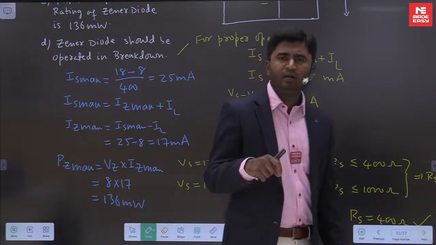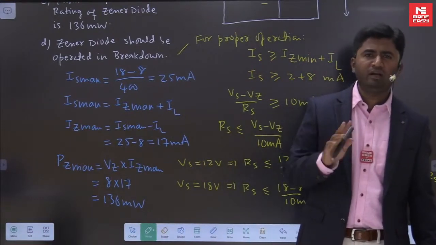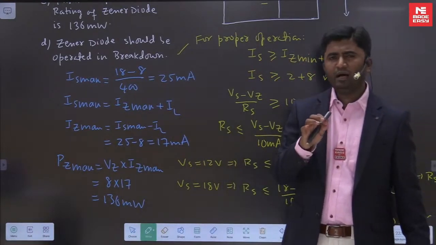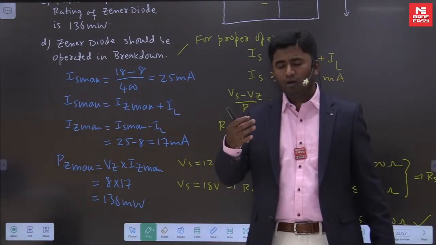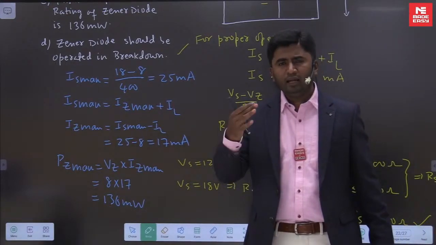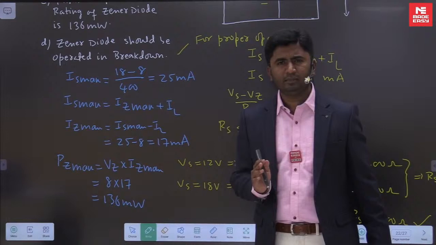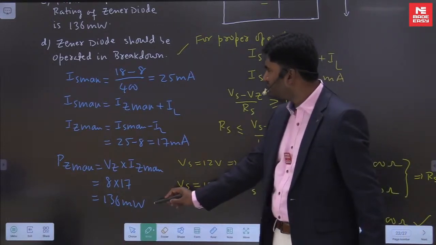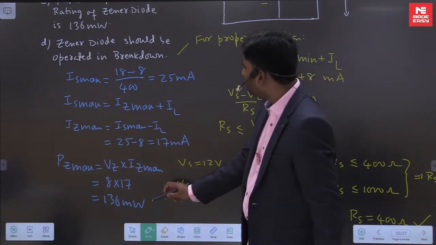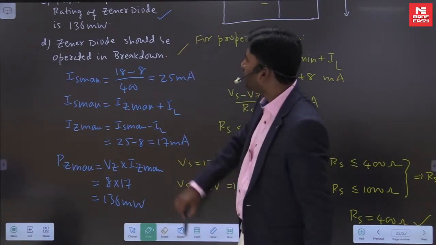This maximum power dissipation will be called power rating. Whether they ask you minimum power rating or they ask you power rating, it is always equal to maximum power dissipation. So how much is maximum power dissipation here? 136 milliwatt. So in this way, option C is also correct.